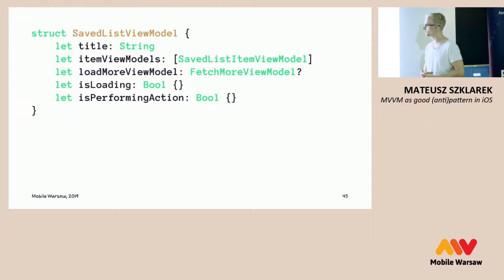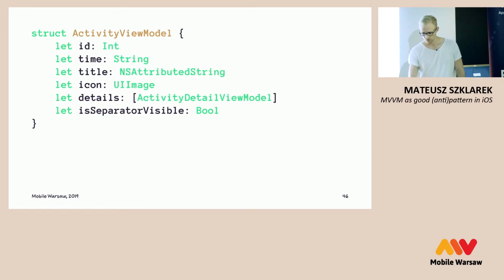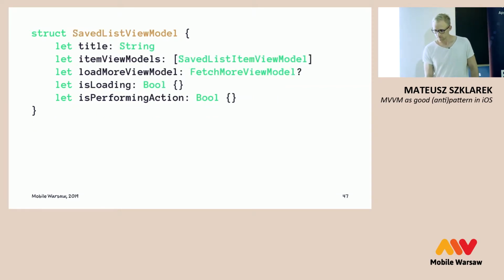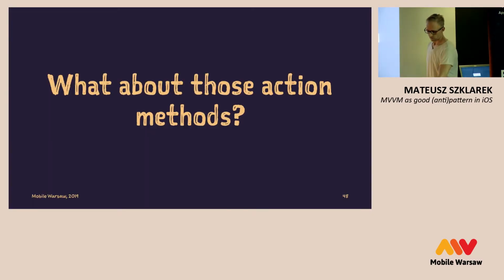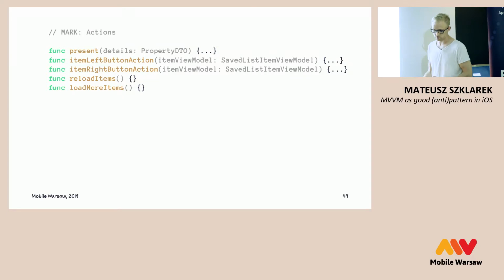So regarding my previous example with save list view model, we can do this in this way. Here we have the equivalent of the previous version without action and network methods. Another example could look like this, that we have, for example, NSAttributedString or UIImage or nested view model. I've already presented this equivalent, but what about those action methods? Where should we put them?